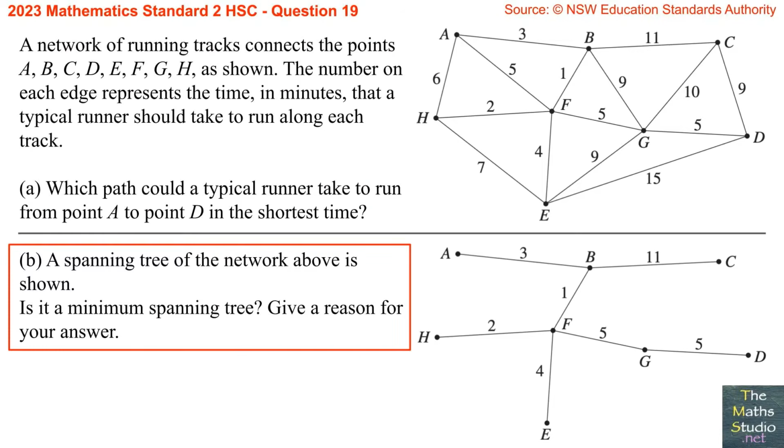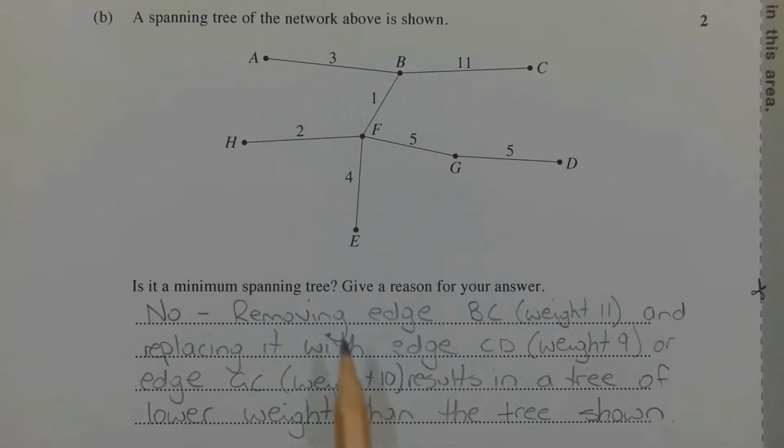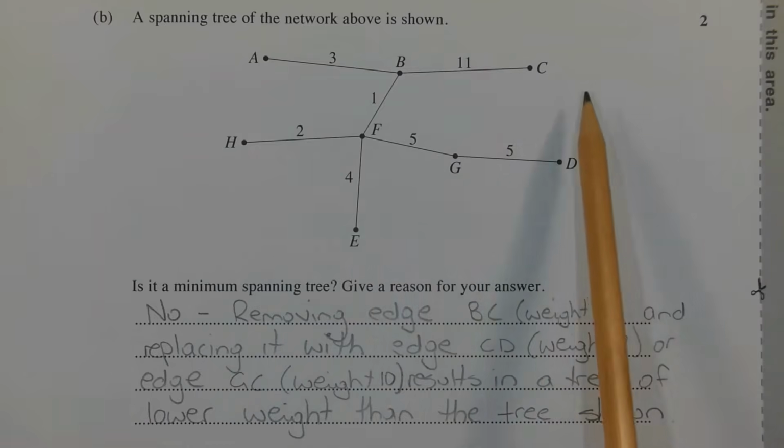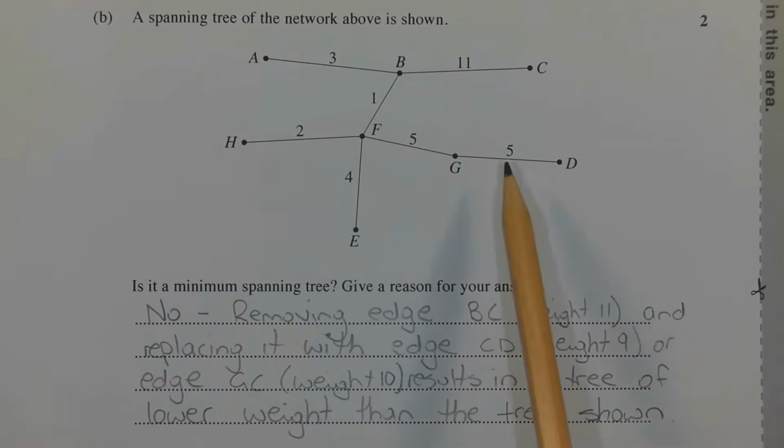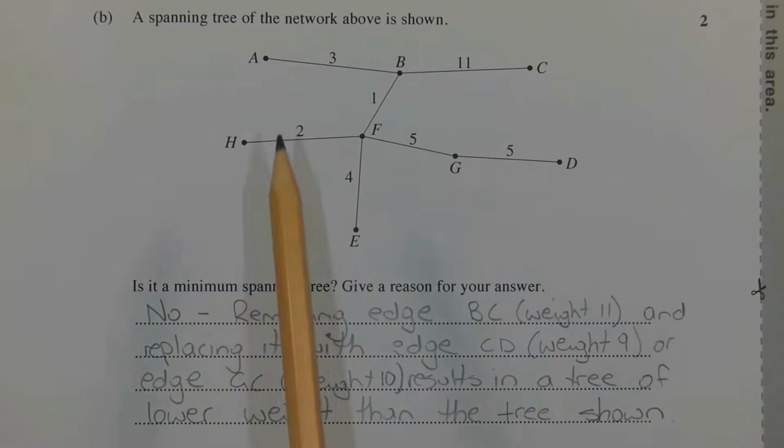Part B. A spanning tree of the network above is shown. Is it a minimum spanning tree? Give a reason for your answer. Recall that a minimum spanning tree is a tree that connects all the vertices in such a way that there are no cycles. In other words, there's only one way to go from any one point to another. Also, the edges chosen should result in the tree of minimum weight.